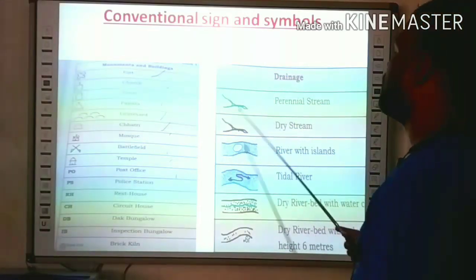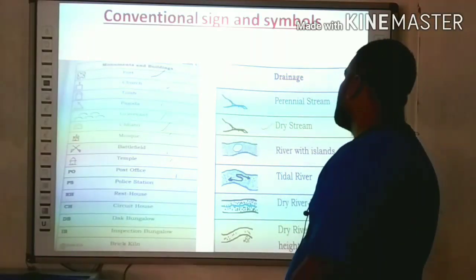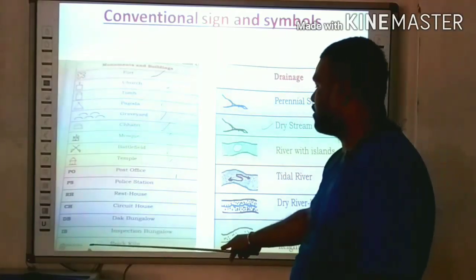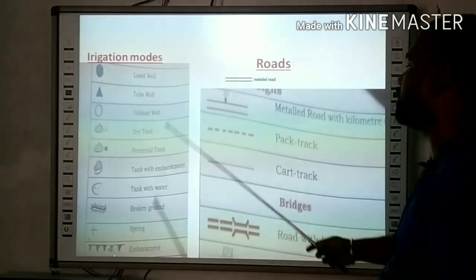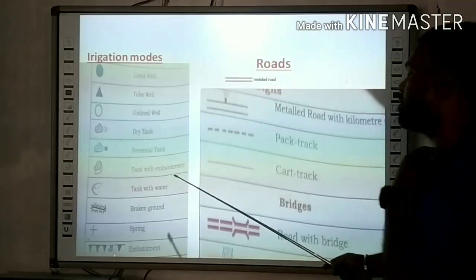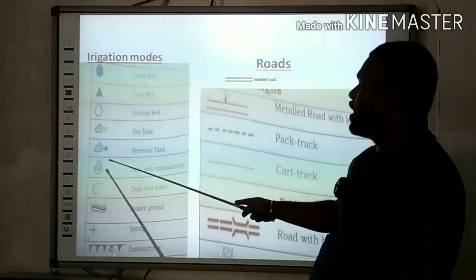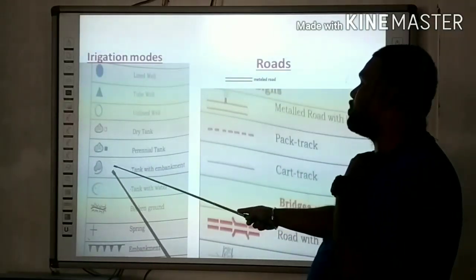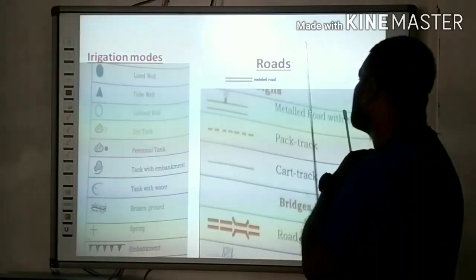Now drainage, perennial streams. Everyone knows that a perennial stream is a stream which carries water throughout the year. A dry stream doesn't have water throughout the year. And you have different types of drainage here. Now irrigation modes. You can see lined well, tube well, then dry tank, perennial tank, tank with embankment. Now what is a tank with embankment? This is a tank where an embankment has been made by human beings for storing water.